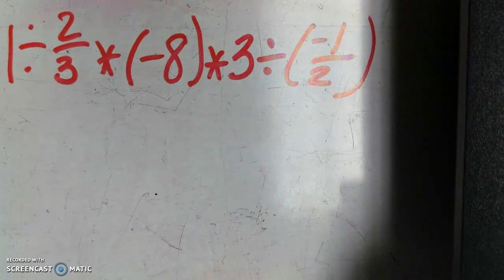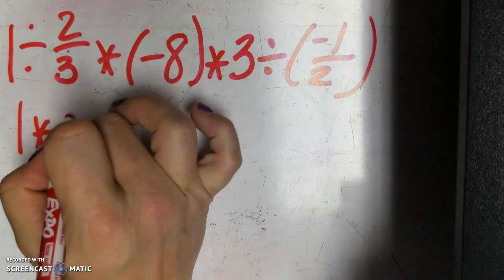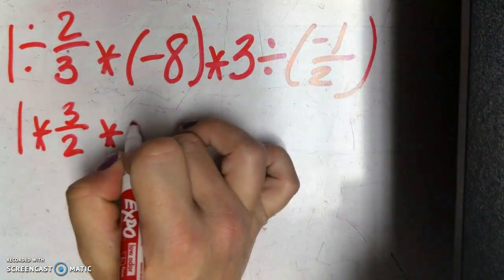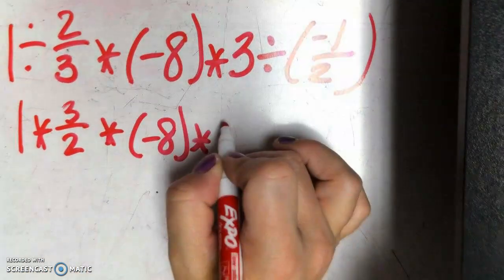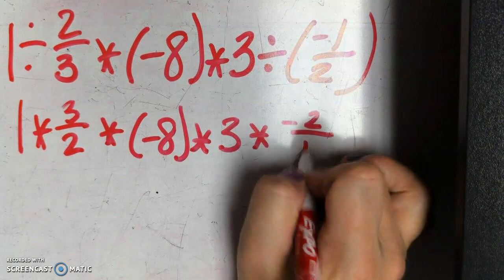So, we see this. We have a lot of dividing. What I would do at this point, looking at this, I'd say, okay, I actually want to make all of this be multiplication. So I'm going to change the division to multiplication. So 1 times 3/2 times negative 8 times 3 times negative 2/1.